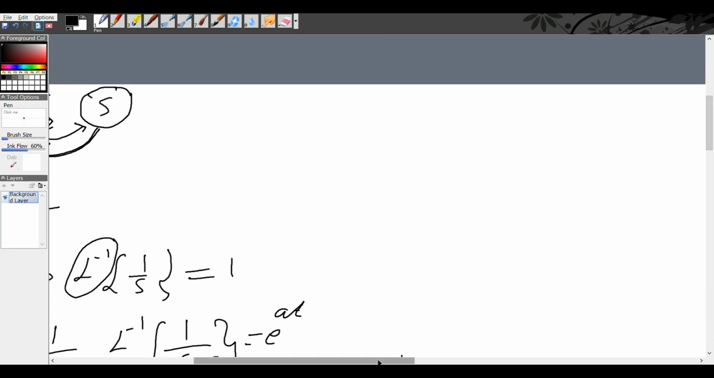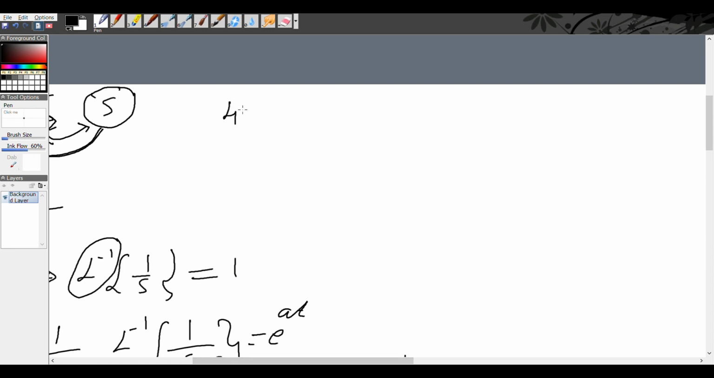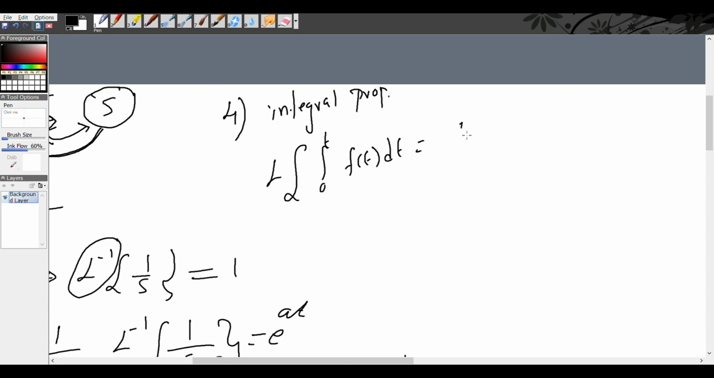the next one, fourth important property. I'm not going to discuss all the properties, only the important properties that we will be using in doing the problems. I will be discussing them here. So this is the integral property. In Laplace transform, we call this the integral property. This leads to a division by a factor 1 by s in the s domain.